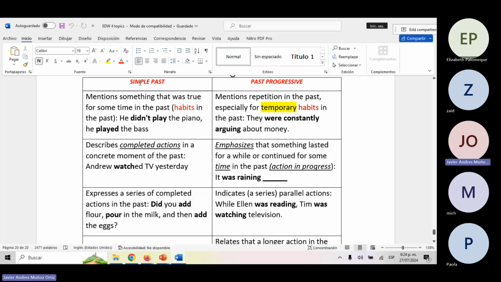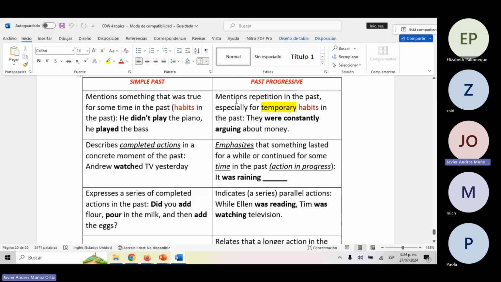So when do we use simple past tense? We use simple past tense to mention something that was true for some period in the past. That means it could be a habit in the past, right? That lasted for a period of time. Sometimes this period of time is a long period of time. Normally, this habit lasts for a long period of time.